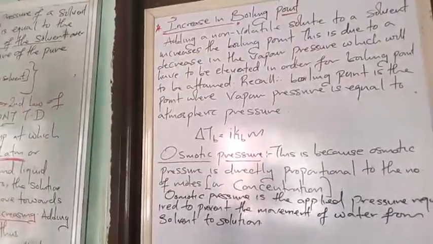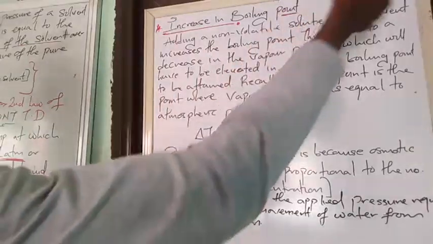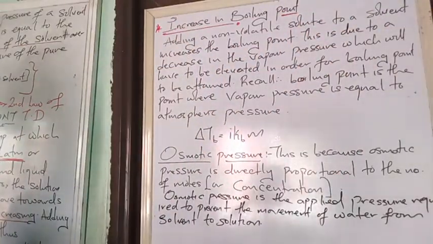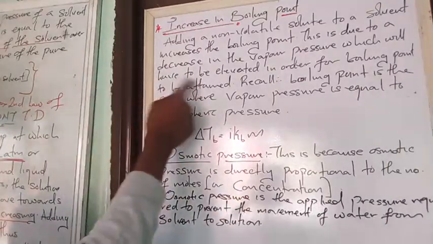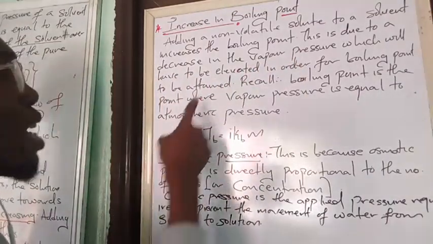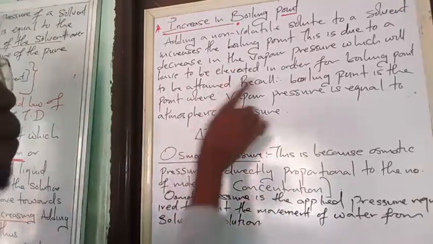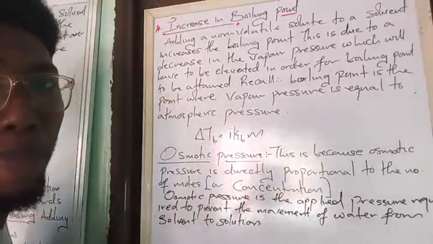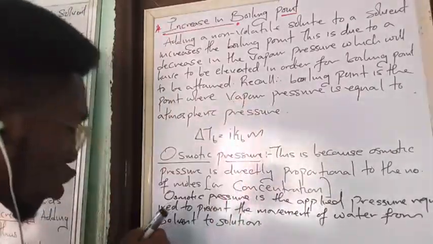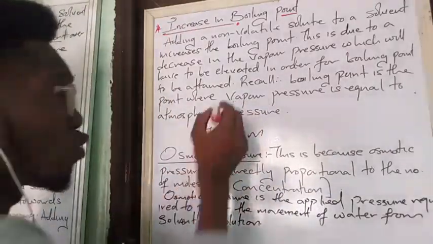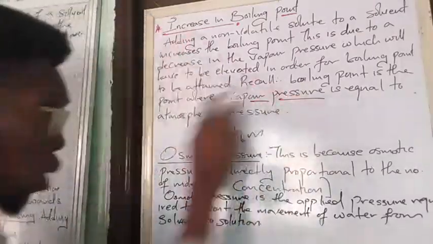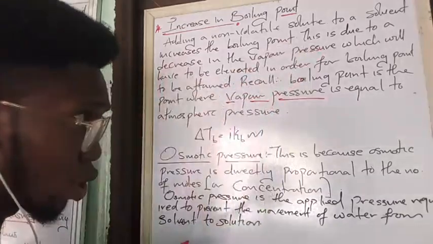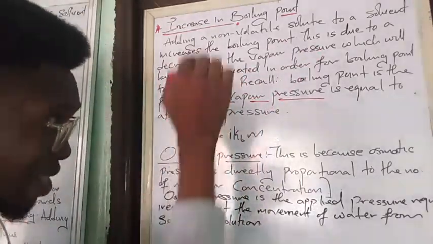We have on the board, we said that adding a non-volatile solute to a solvent increases the boiling point. This is due to a decrease in the vapor pressure, which will have to be elevated in order for the boiling point to be attained. That's because boiling point is the point where vapor pressure is equal to the atmospheric pressure. So when you add solute, we know vapor pressure reduces, and for you to get to the boiling point of that substance, we need to continue increasing the temperature.